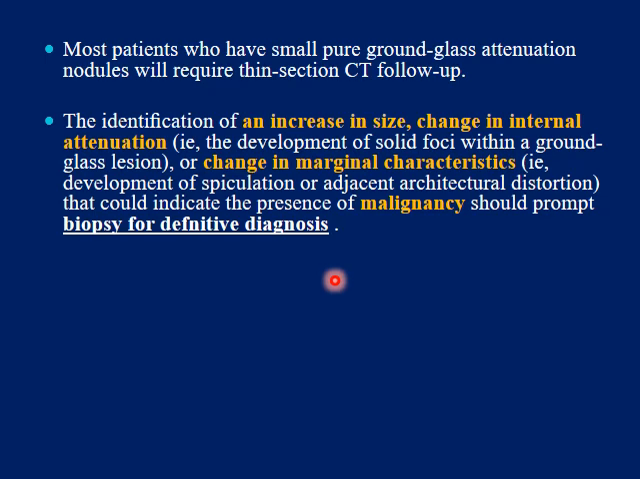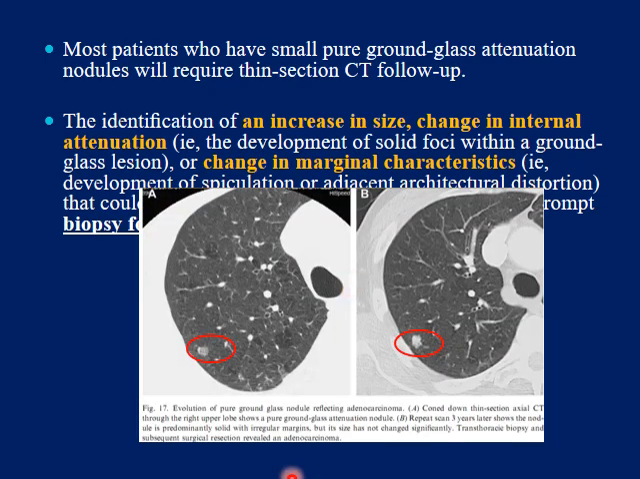Most patients who have small pure ground glass attenuation nodules will require follow-up CT. This is very important. If you find an increase in size, a change in the attenuation, or a change in the marginal characteristics in follow-up, this is very serious, the lesion is malignant, and you should biopsy or remove it. This is an example. Partly solid nodule. Some part here is solid and most of the lesion is ground glass. On follow-up, the lesion turned almost solid and the margins are irregular. This was a case of adenoma.